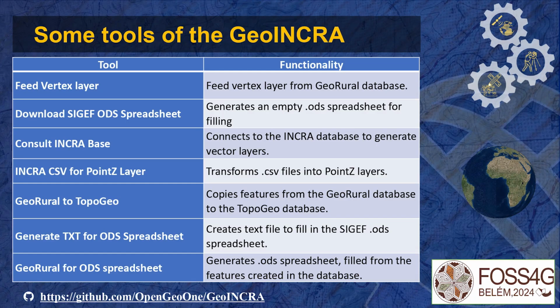Let's talk about some of the tools. We have the first tool to feed the vertex from survey in the database with all standards, precision, names, and the modes of the survey. Everything is loaded in the layer using this tool. We can download the ODS spreadsheet, the empty model to work.